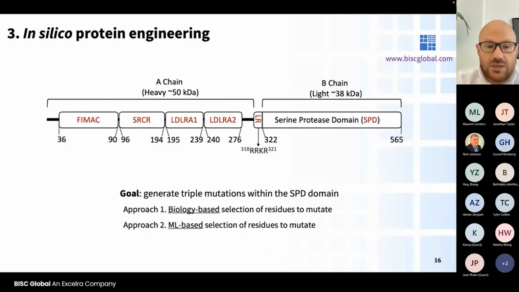So the next step was actually looking into the SPD domain of CFI protein and then trying to find a residue which is responsible for mutations. And there are two approaches here. One is a biology-based approach. So we basically perform biology-based selection of residue to mutate, and then use the substitution matrix to mutate them and produce the list of candidates. Or you can use the machine learning-based approach. You basically identify the position which is more sensitive towards the mutation, and will most likely produce changes in your AC50 activity, right?